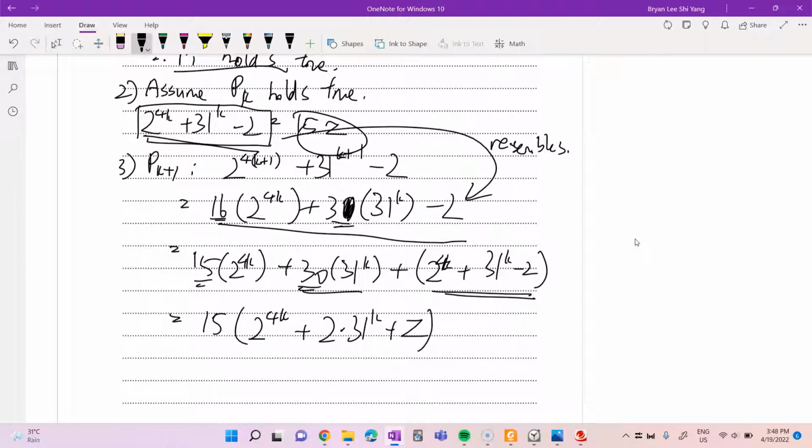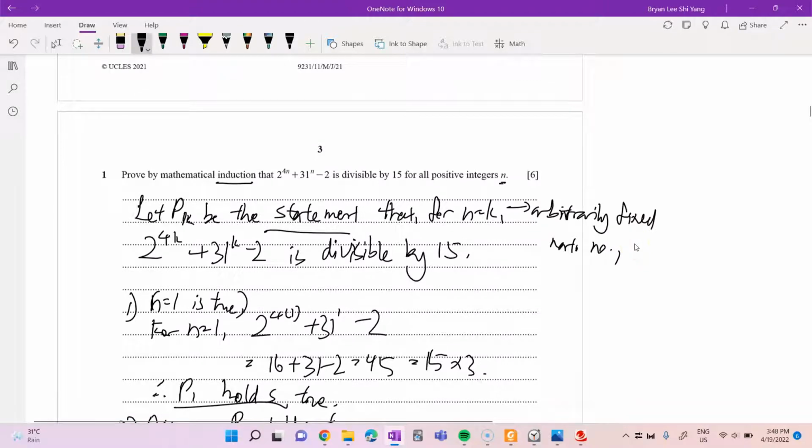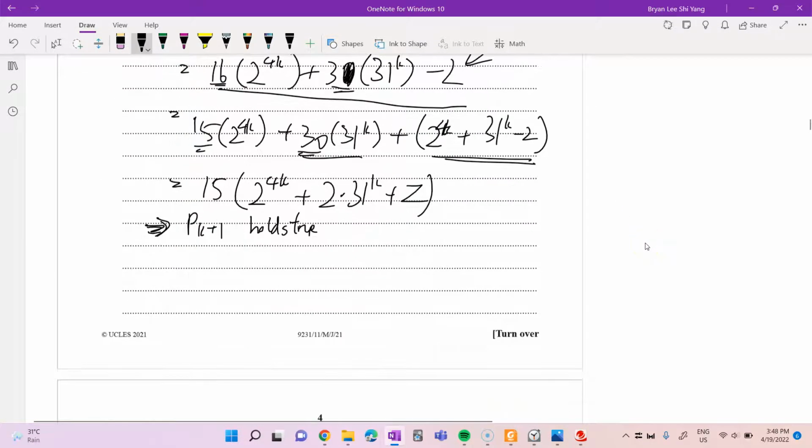So we could see that if we assume pk is a multiple of 15, we can also say that this arrow would mean from here we can conclude pk plus 1 holds true, because here we have kind of shown that pk plus 1 is divisible by 15.